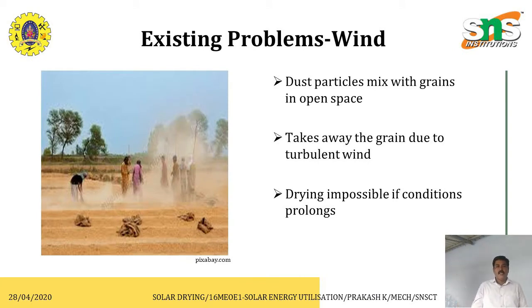The second existing problem is rainfall. You can see the rainfall on the screen. In the rainy seasons it is difficult to dry the crops. If the crops are drying in the open area and suddenly the rain comes, a large quantity of grains or food materials cannot be taken to the stores. This is a major difficulty during the rainy seasons.